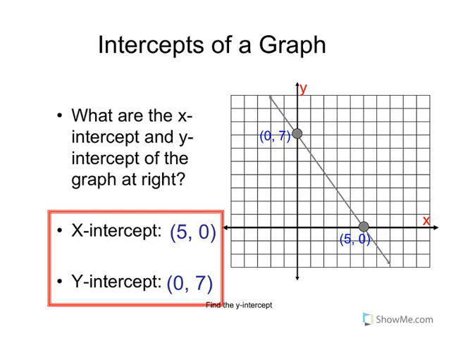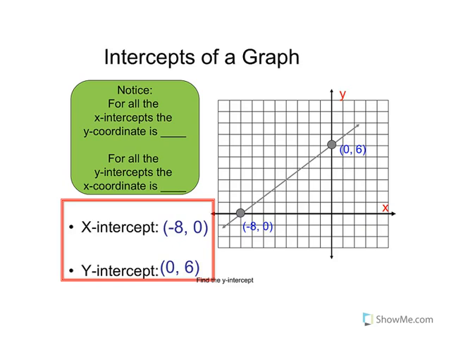All right, this does not need to be in your notes. I'm just going to show you how we would find the intercept if we looked at a line. So I'm looking at this gray line over here, and it says, what are the x-intercept and the y-intercept? The x-intercept is where this thing crosses the x-axis, which is here at (5, 0). And the y-intercept is the place where the line touches the y-axis, which is here at (0, 7).